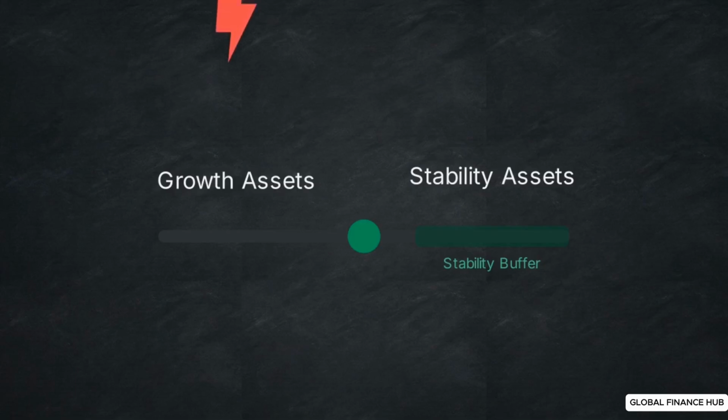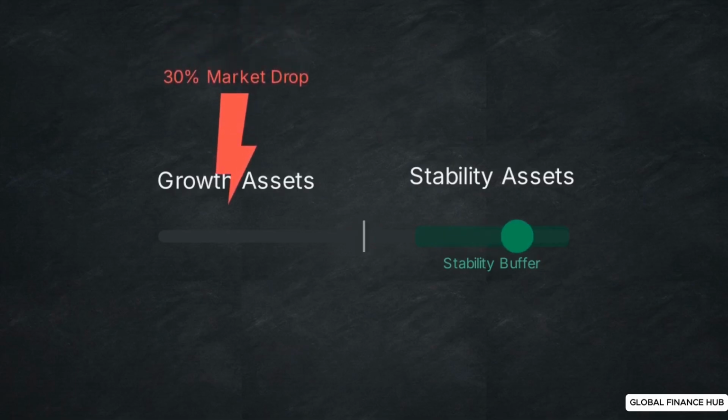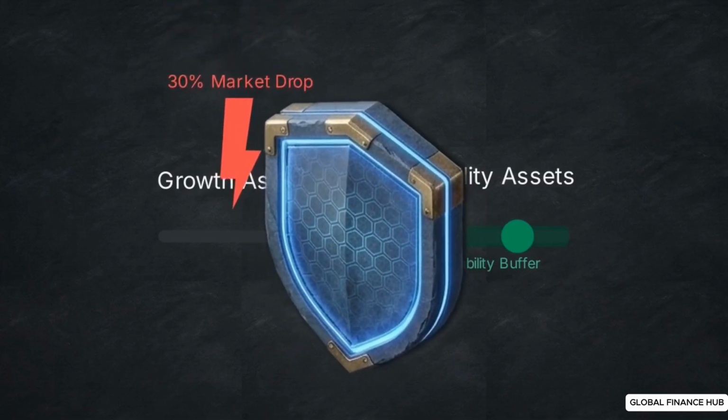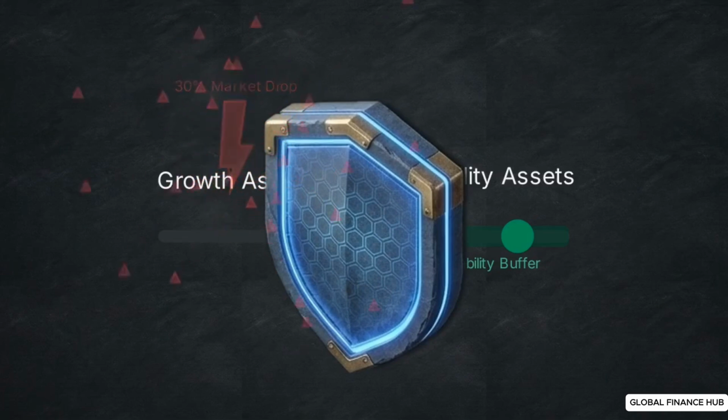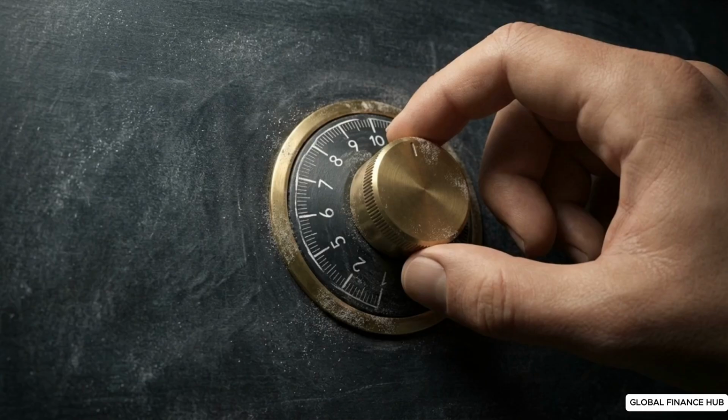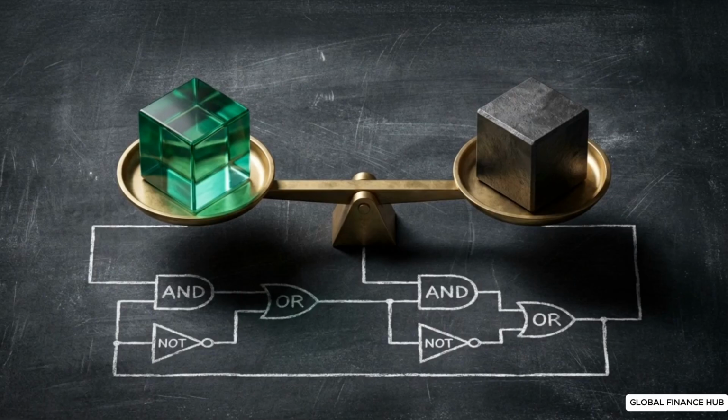You must calculate the stability needed so that when the market drops, you aren't forced to sell. Look at the stability buffer on this slider. A 30% drop is a statistical probability your baseline structure must absorb. An intelligent investor never eliminates risk. They calibrate it. They ensure the expected mathematical reward always justifies the mathematical exposure.